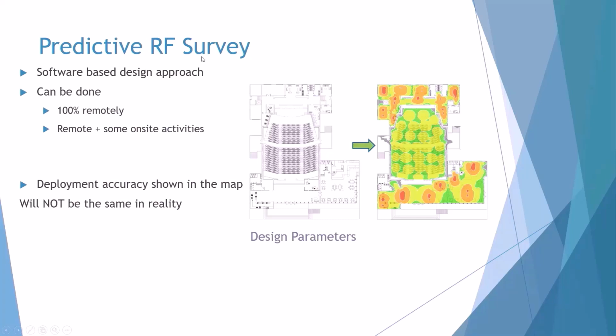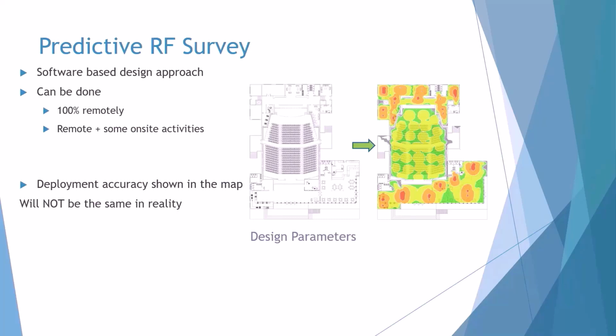As you can see, predictive RF survey can be done in two ways. One without visiting the site, and the second one with some on-site activities. So what are the differences between the two approaches? For the first one, we assume that the site structural elements inside our coverage area are made of well-known material types that have predefined attenuation values.